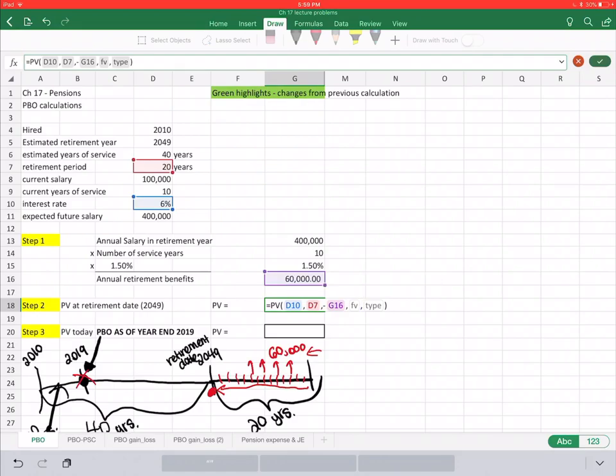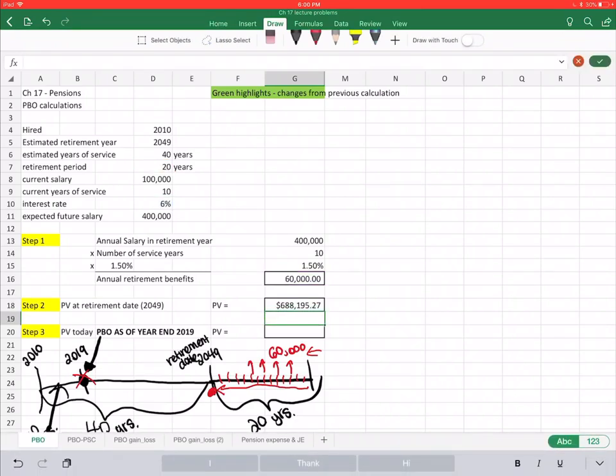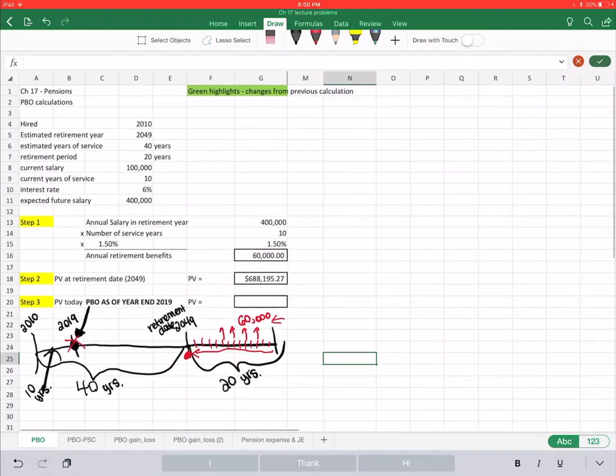There is no future value, 0, because we're not talking about a lump sum amount in the future. We're talking about a periodic payment. And then the type in these cases is always going to be 0. So again, equals PV. My rate is 6%. My number of periods is 20 years. That's how long we are expecting her to be retired. My payment amount is $60,000. My future value is 0.